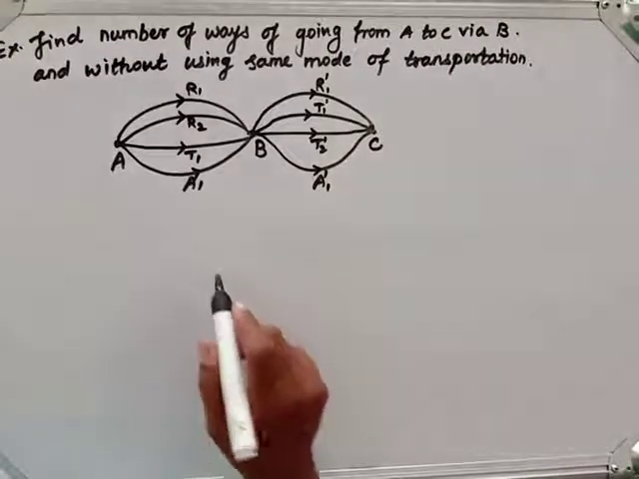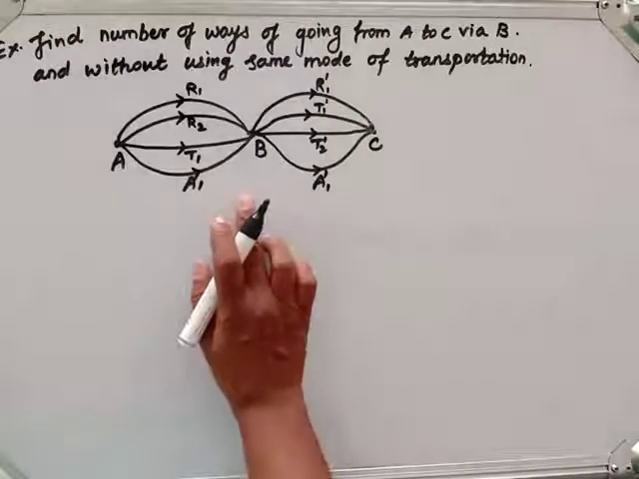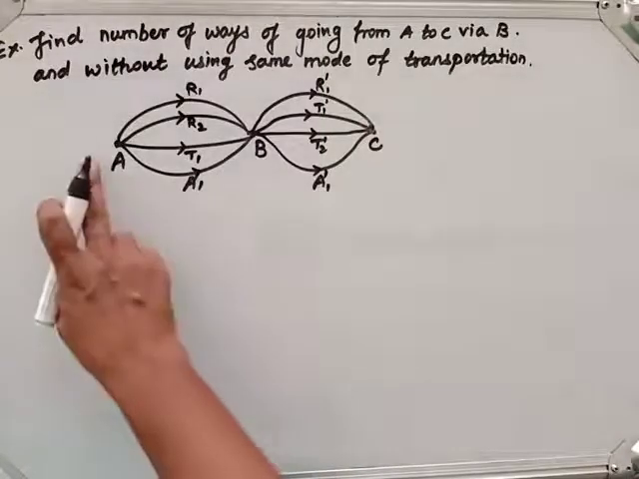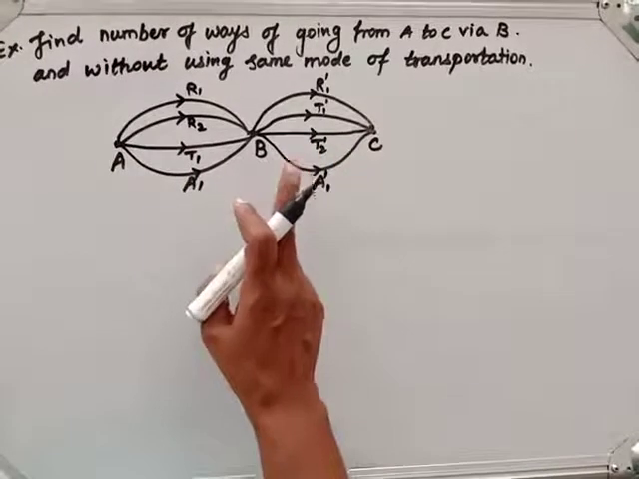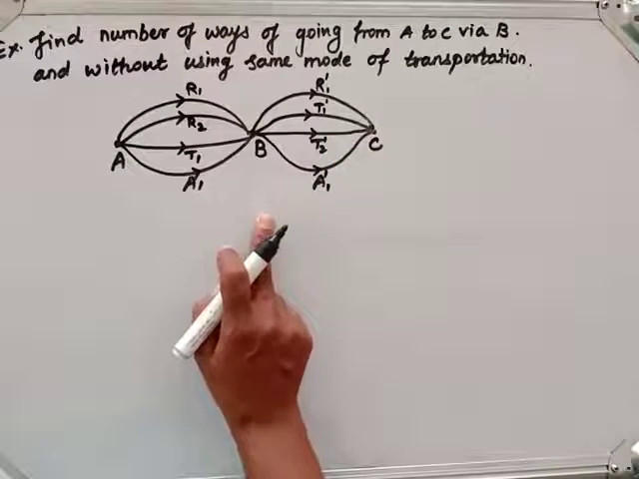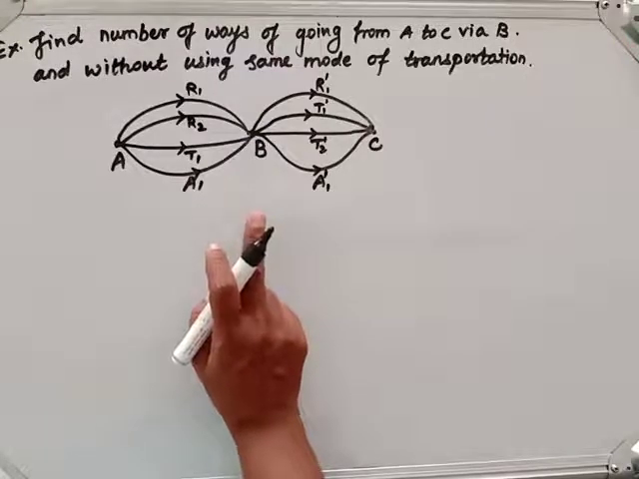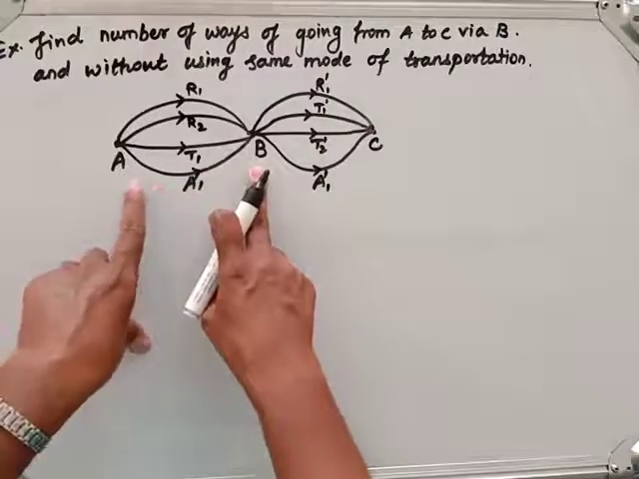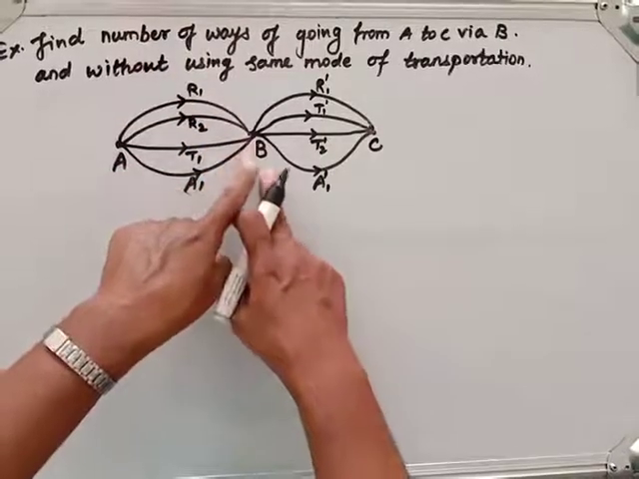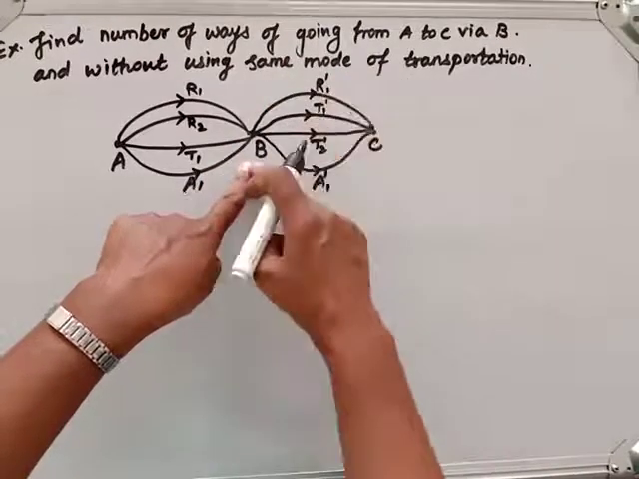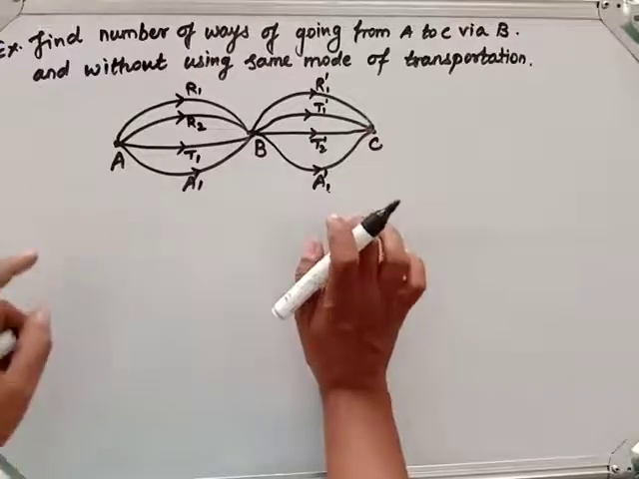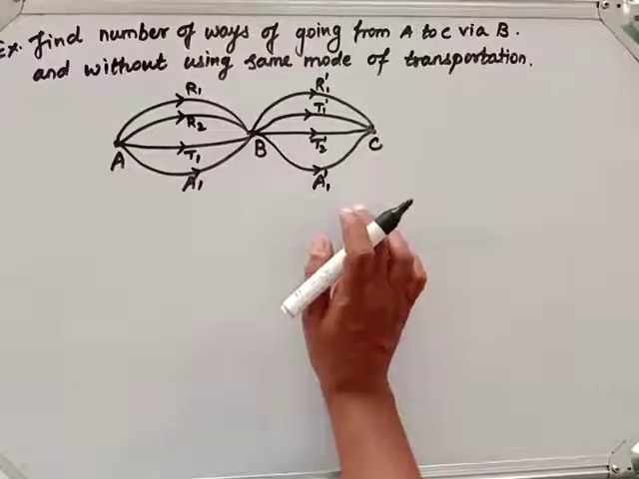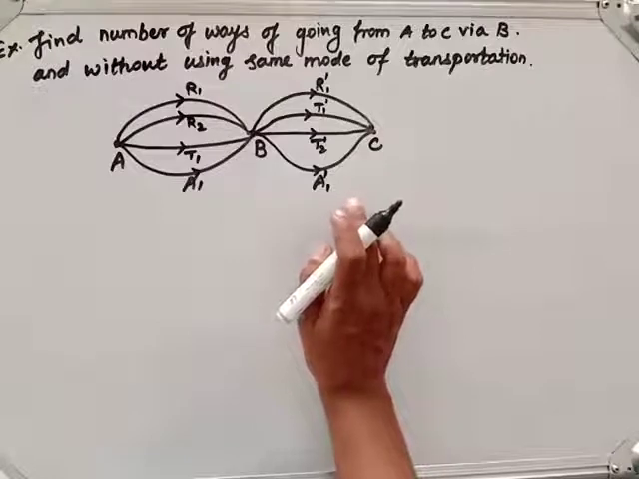Fine. These are the ways. Now here we have to go from A to B and then B to C, without using the same mode of transportation. But these are not independent events. If we go by road on the first leg, then here we can't go by road. Here we have to go by train or airway. So this is the condition here, and these are not independent events.